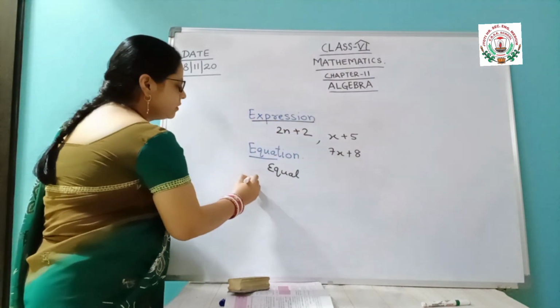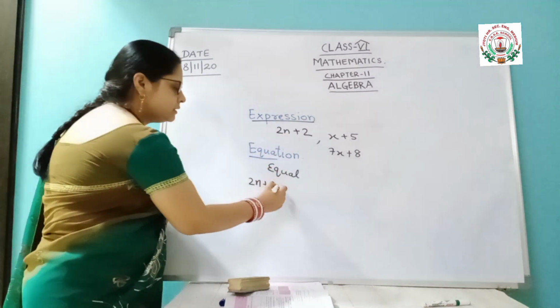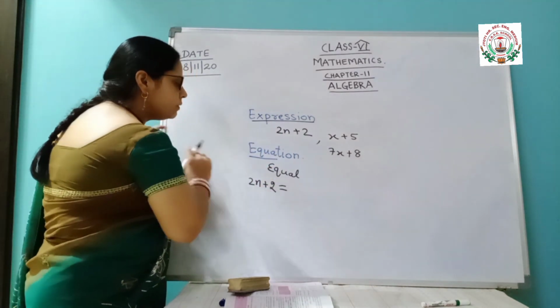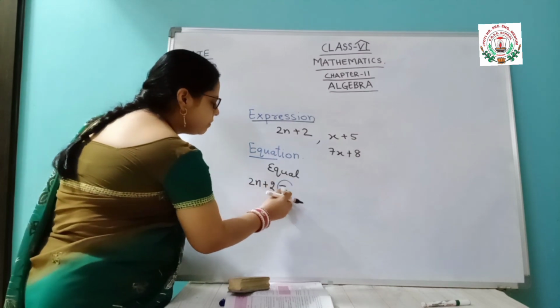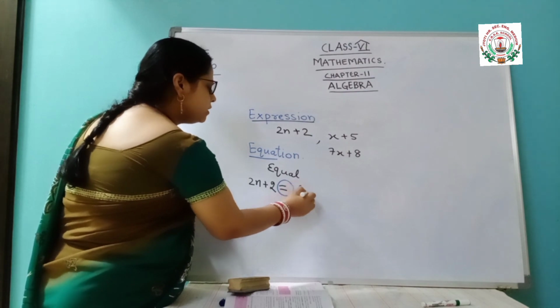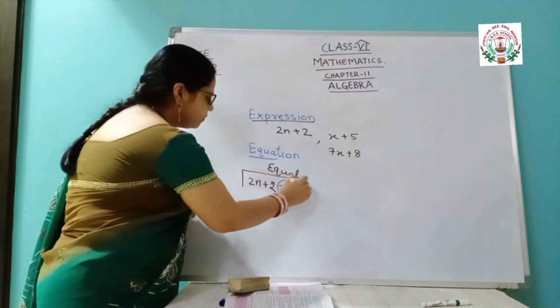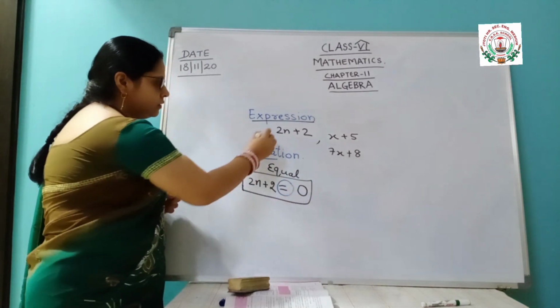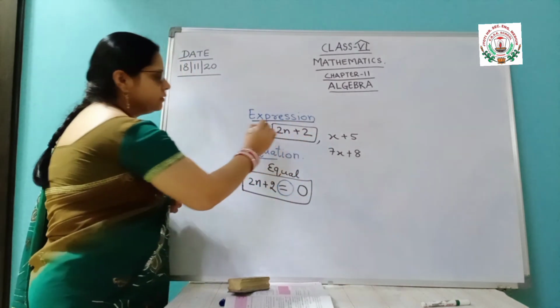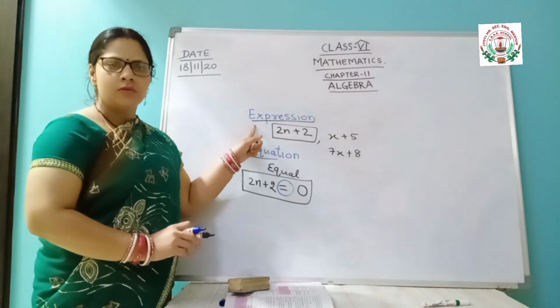Now the same thing, if it is equal to anything else, the equal to sign will come in that. Equal to any number, even zero, any number can be there. This is called an equation, and that is an expression. The difference is clear? Expression will not have any equal sign.